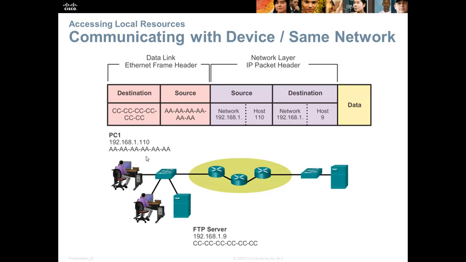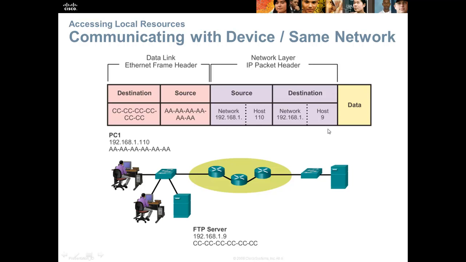So when we segment the data that wants to be sent from PC1 to the FTP server, one of the first things that we do is we encapsulate it into a packet by adding the source address and the destination IP addresses. So the source is who it's coming from, 192.168.1.10, that's PC1, and who it's going to, 192.168.1.9. Now these addresses, as I said, will never change, and these addresses are used to send from one network to the next.